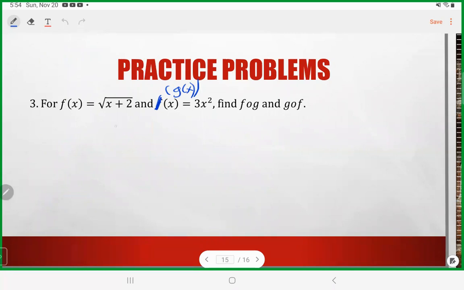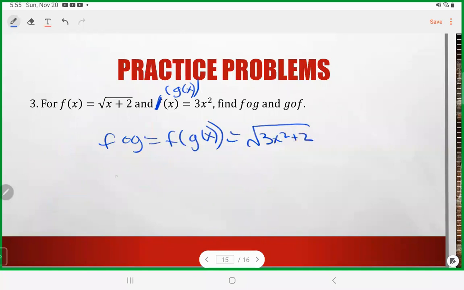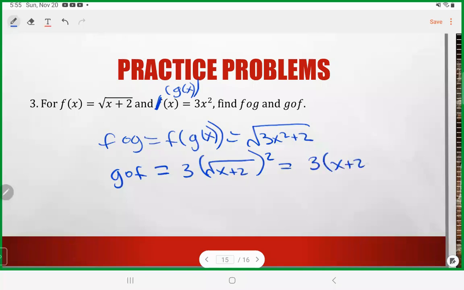And finally, to try this, we have f of g, which we just plug in g for x in the equation, which is going to look like this. And for g of f, we do it similarly. And very nice, we got rid of the square root. So it's basically now just equal to 3x plus 6. Very nice.